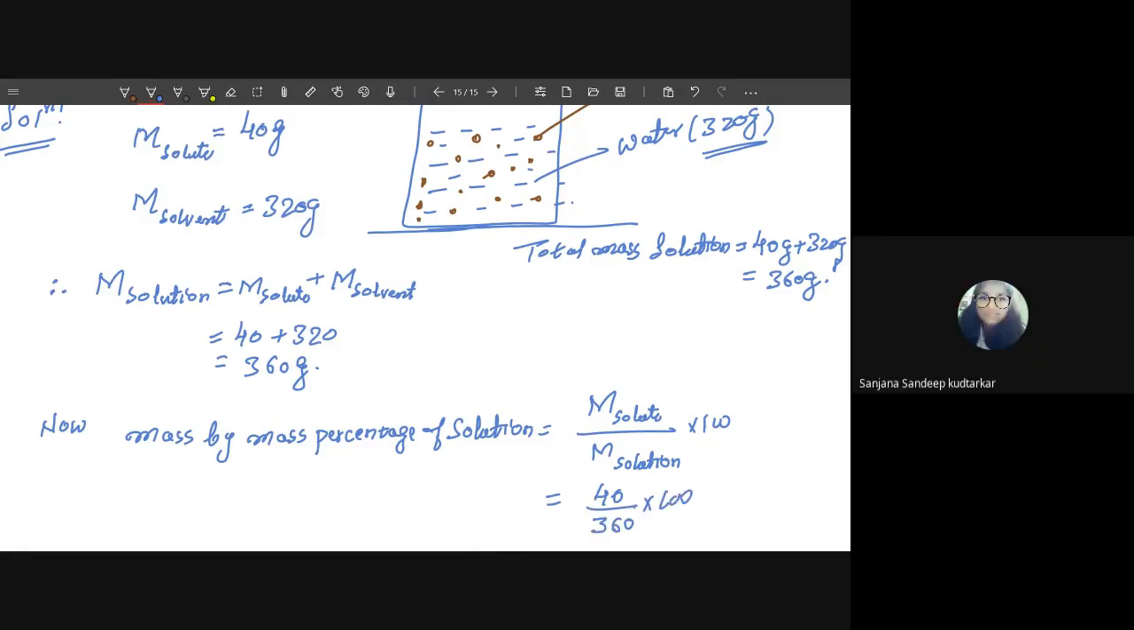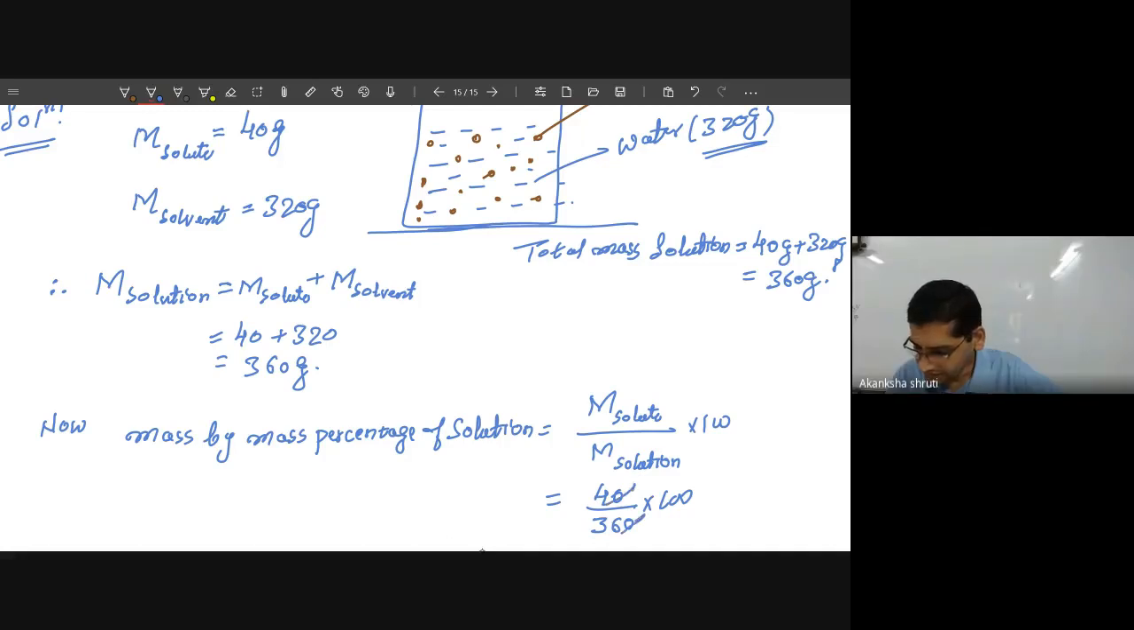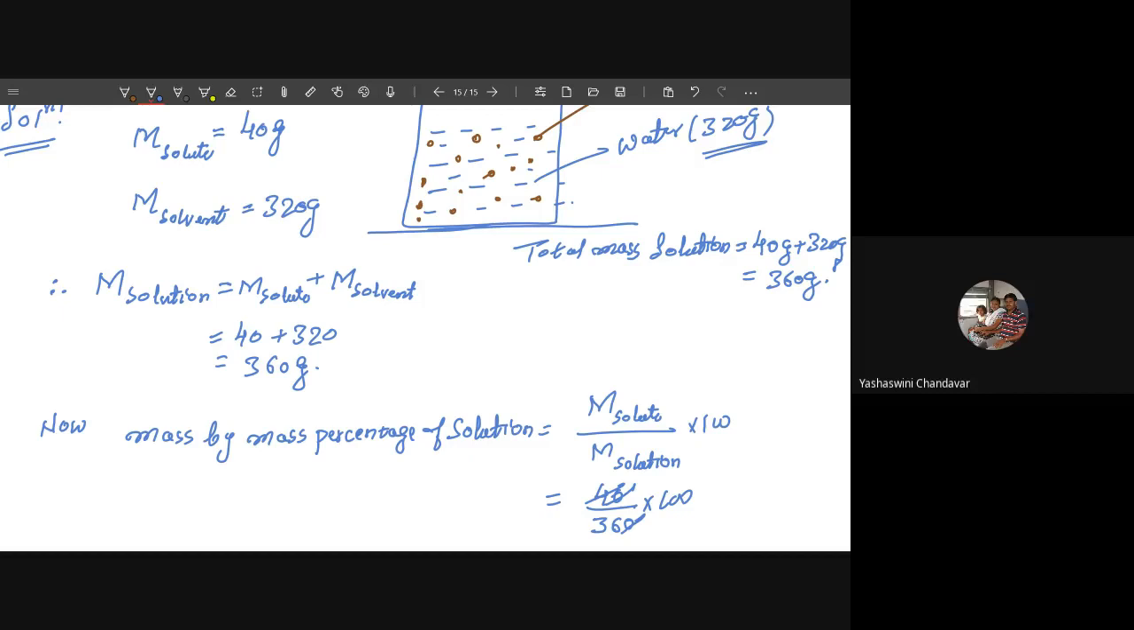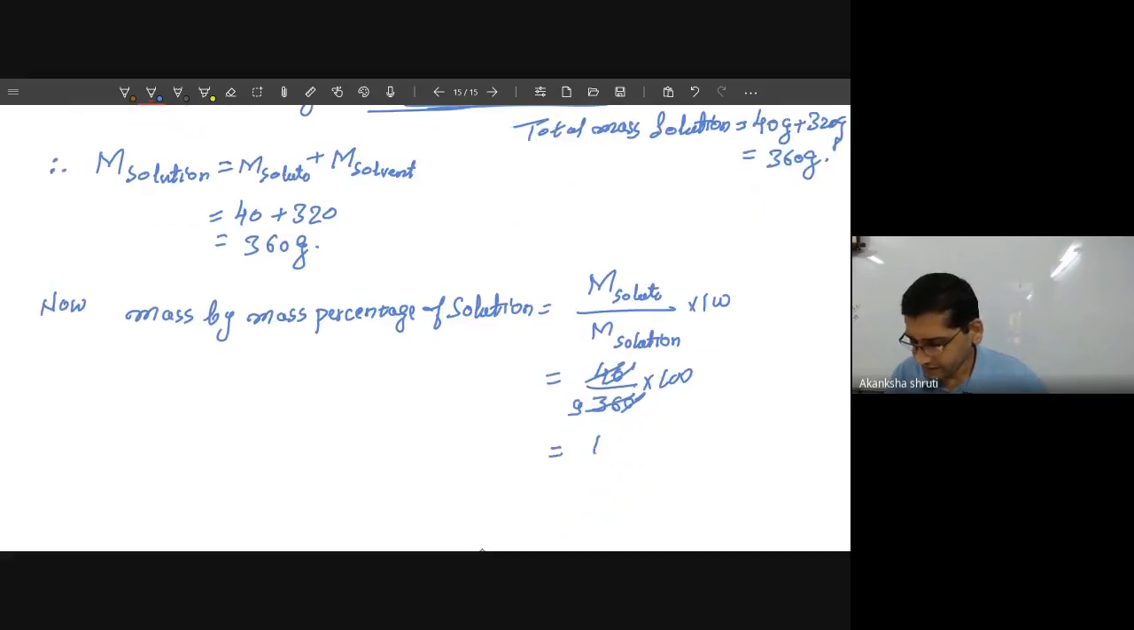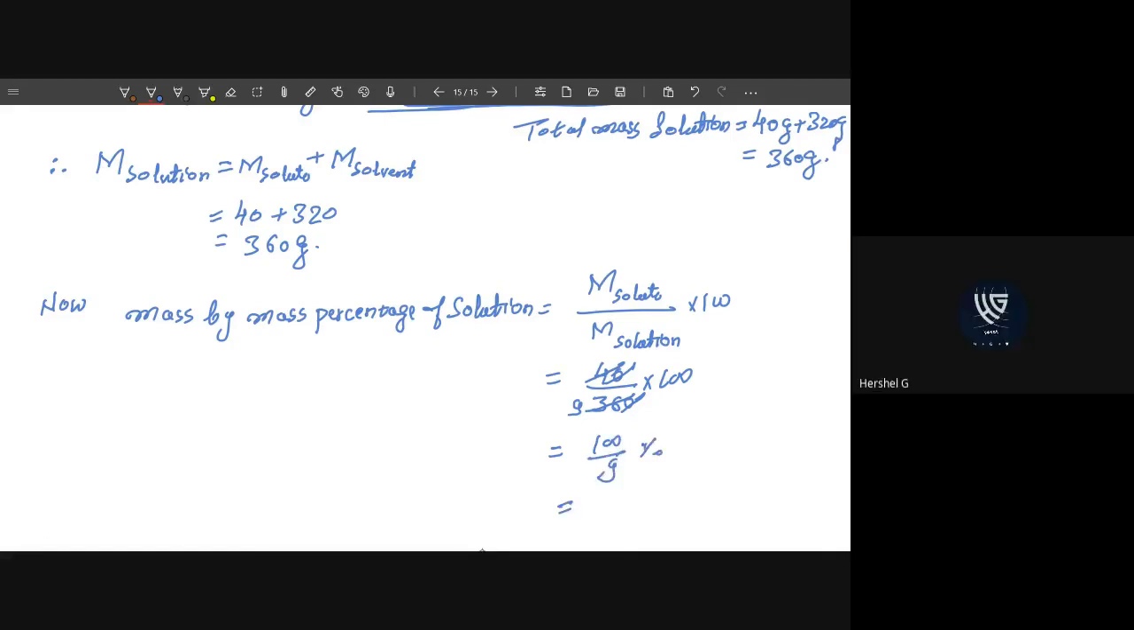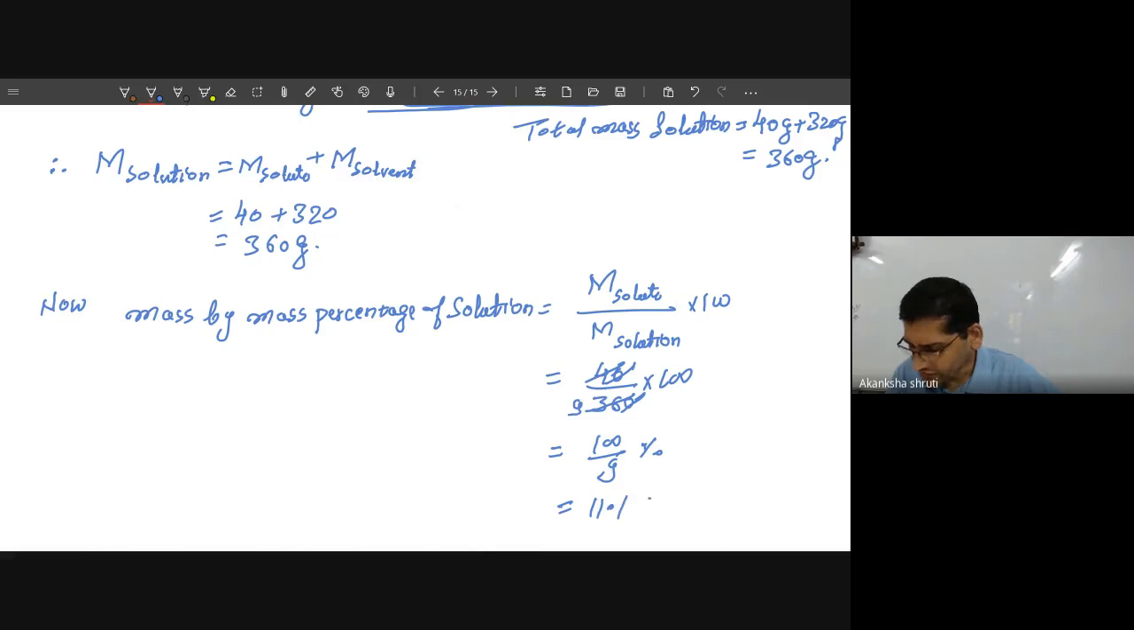So this thing will be cancelled. 40 by 360 becomes 1 by 9, so it is like 100 by 9 percent. If you further divide it, you get 11.1%. This is important: lastly you have to put the percentage sign. So ultimately this is the answer.